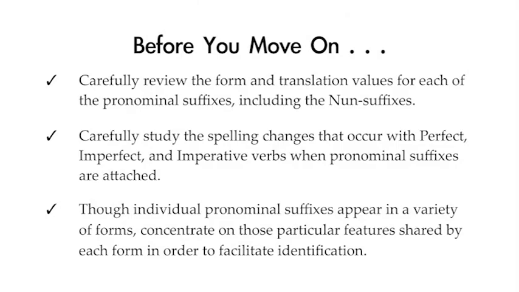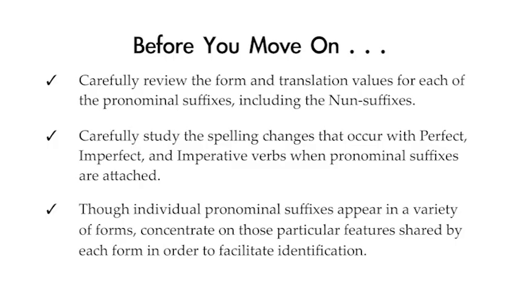First, carefully review the form and translation values for each of the pronominal suffixes, including the noon suffixes that you have encountered in this chapter. Second, carefully study the spelling changes that occur with the perfect, imperfect, and imperative verbs when pronominal suffixes are attached. More attention will need to be given to the perfect because the spelling changes there are more dramatic than with the imperfect or the imperative. Finally, though individual pronominal suffixes appear in a variety of forms, make sure that you concentrate on those particular features shared by each form in order to facilitate identification. And so this concludes our lecture on Chapter 19, adding pronominal suffixes to perfect, imperfect, and imperative verbs.